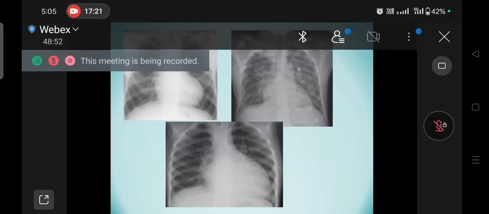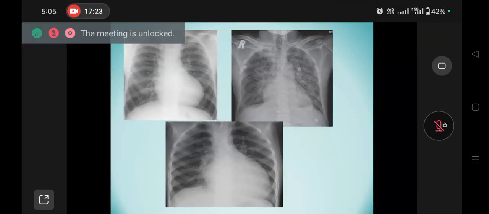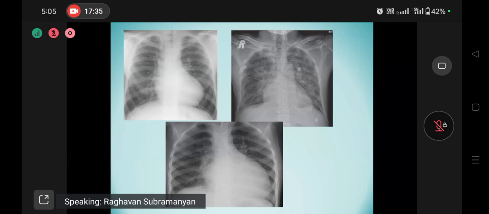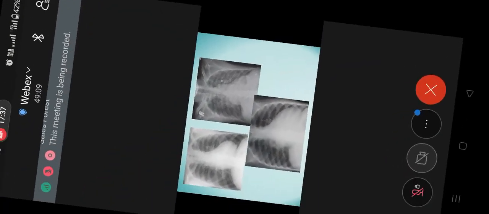I will tell you why later. But LV configuration indicates possible left ventricular enlargement. Similarly, RV configuration indicates possible right ventricular hypertrophy. You do not 100% diagnose hypertrophy or enlargement based on just the configuration alone.